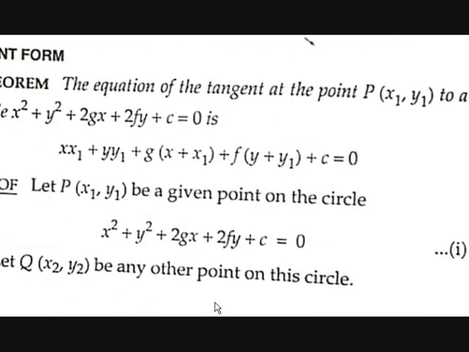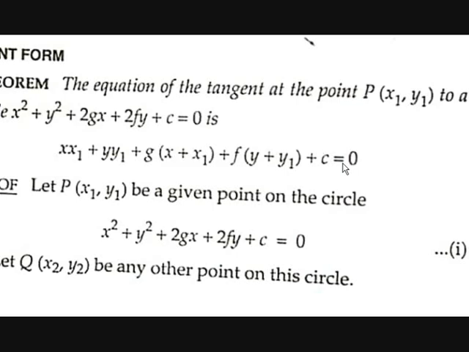Point form of a tangent. The theorem is that the equation of the tangent at a point P (x1, y1) to a circle x square plus y square plus 2gx plus 2fy plus c is equal to 0 is, and here this point is not the point of contact of the tangent, it is just a point. We are just finding, if there is any point P outside or on the circle, then we'll find the equation of the tangent through that point. And that equation is x x1 plus y y1 plus g into x plus x1 plus f into y plus y1 plus c is equal to 0.